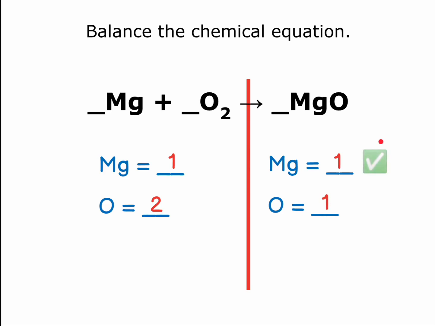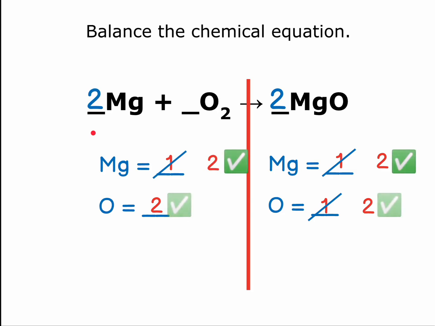So this is not balanced. Even though the magnesium are balanced, the oxygen are not. So we have to add some coefficients. We'll put a 2 in front of the magnesium oxide in the products, and that will temporarily unbalance our magnesium, giving us 2 magnesium and 2 oxygen. But no worries, we can put a 2 in the reactants. And now our equation is balanced because we have the same number and same type of atoms on both sides of the arrow.